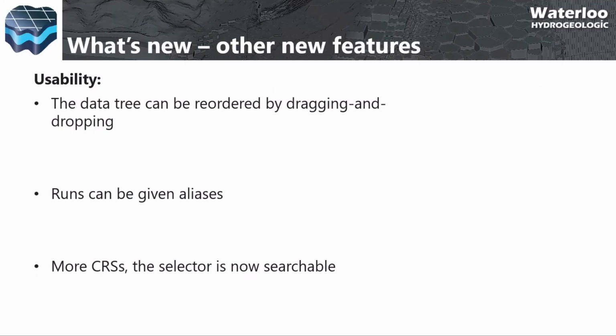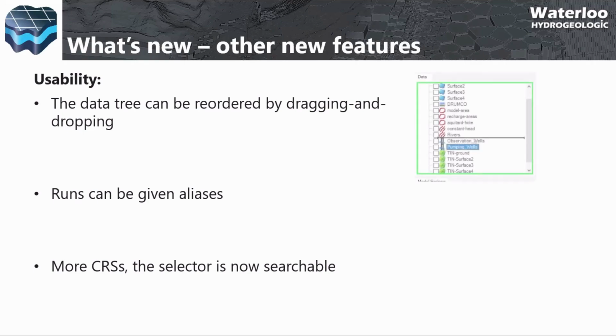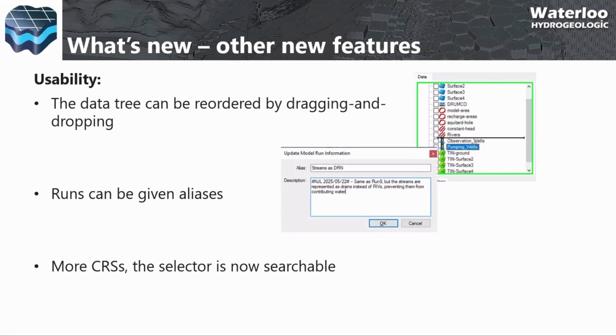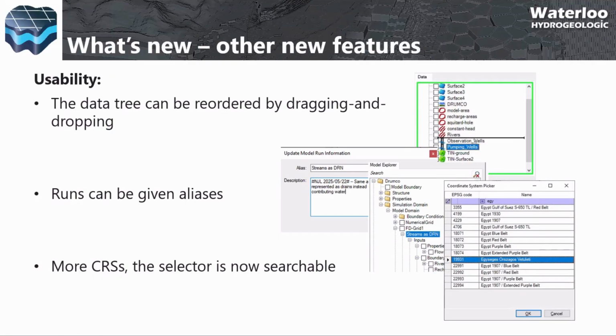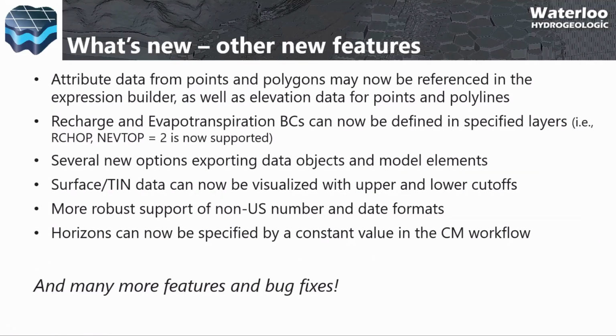There's also a long list of small improvements that we've added to the software. In this release, we've included several highly requested usability improvements. For one, you can now reorder items in the data tree just by dragging and dropping them. Runs can be given aliases and descriptions, which renames them in the Model Explorer. So this makes it much easier to document the differences between model runs, as well as navigate between different modeling scenarios from the Model Explorer. More coordinate reference systems have been added to the CRS database, and additionally, the CRS picker is now searchable instead of just being one big drop-down menu. So you can now, for example, type in the name of your CRS or the EPSG code and filter for it.